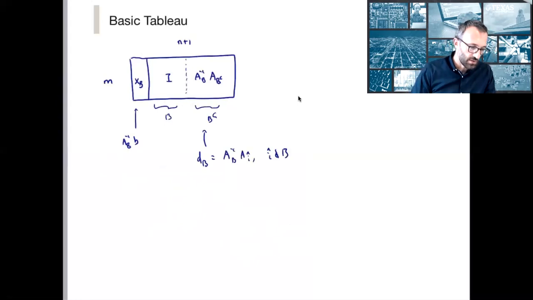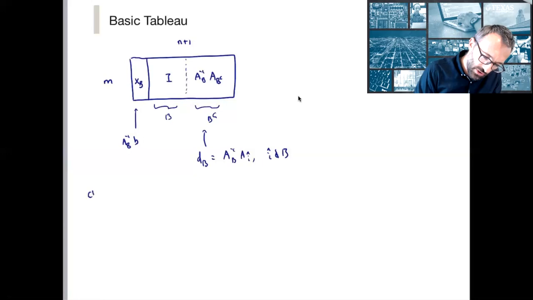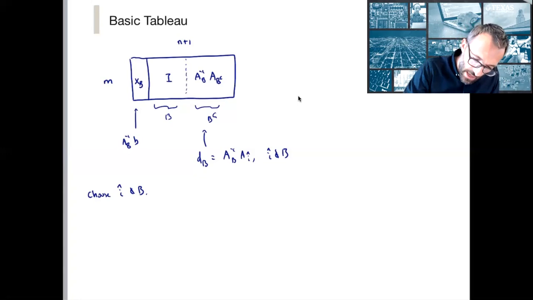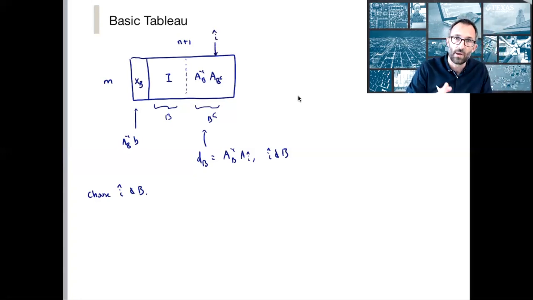And what did we do? We're going to choose some i hat that is not in B. We know we're going to choose it so that it has a negative reduced cost. We'll get to that in a minute. But I want to map everything we discussed in the previous lecture to this Tableau. So we choose some i hat not in B. So what's i hat? It's some element here. We're going to do an example in the next slide, but just setting up the conceptual framework here.